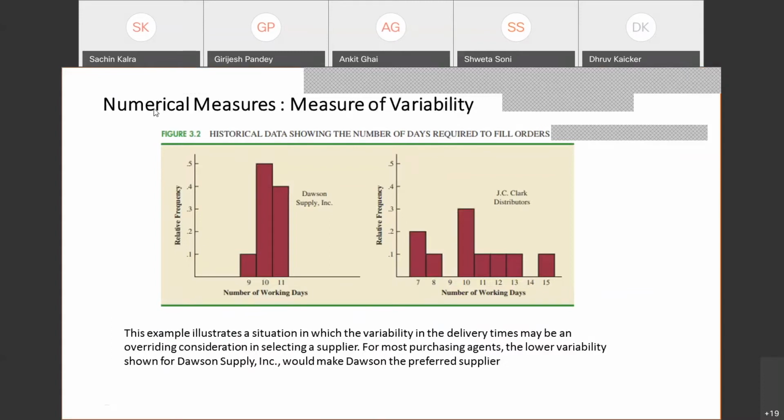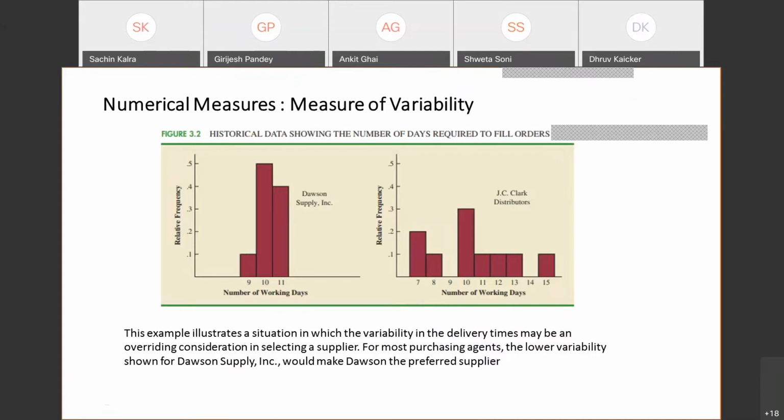Okay. So numerical measures, in this we have measures of variability. Let's see an example, and let's connect what we have learned so far to a real life example. So far we learned about measures of location: mean, median, mode. It is often desirable to consider measures of variability or dispersion as well. Why are measures of dispersion or variability also important apart from measures of location? Let's see in this example.